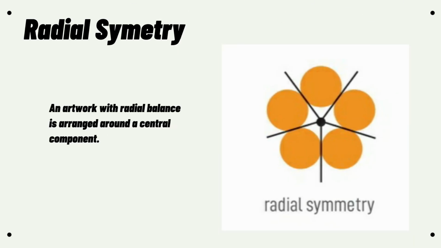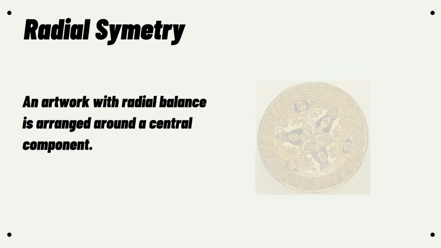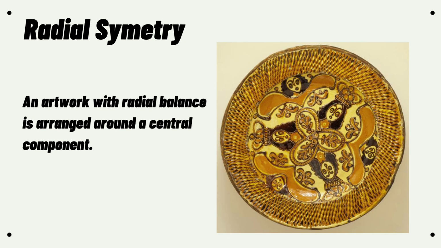Radial balance is arranged around a central component. Forms and objects in a radially balanced composition appear to radiate out of the circular focal point of the artwork. With radial balance, in this example, one can imagine the artwork as equal pieces of a pie.